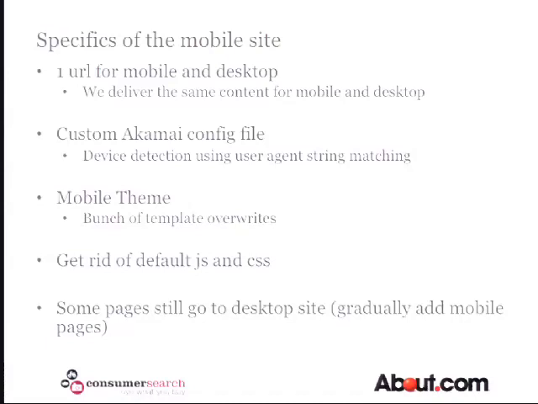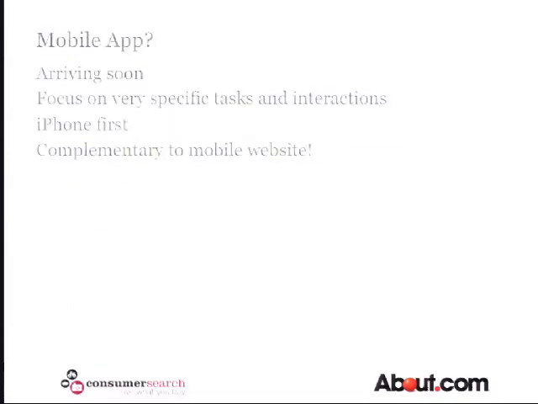So we do a one-to-one mapping of each desktop page to a mobile page, and we get rid of as much as possible the default JavaScript and CSS, and we gradually build the mobile site. Some pages are still not mobile friendly, so we just give the desktop site. These are the highlights of how we build the site. I'm going to cover a lot more things that are general Drupal that are not covered by our site.